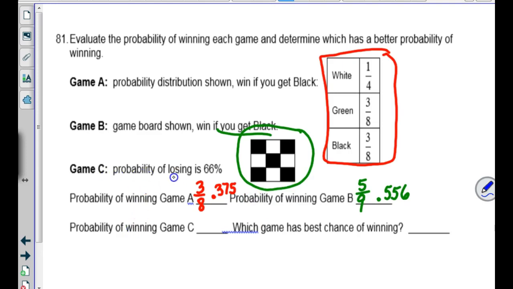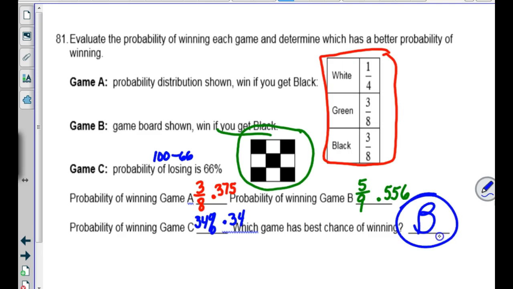Game C, all you know is the probability of losing is 0.66 or 66%. So winning would be 34% or 0.34. So which game has the best chance of winning? Can you handle that question? Pretty easy one. All right, what else do you want to see one of?